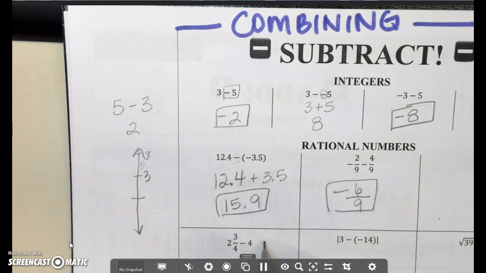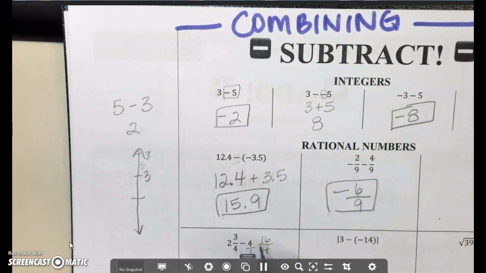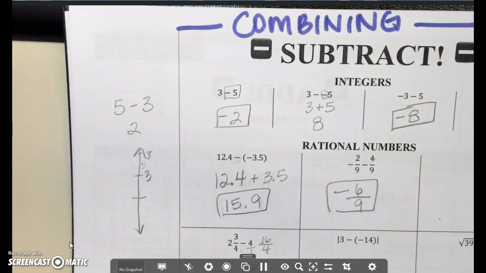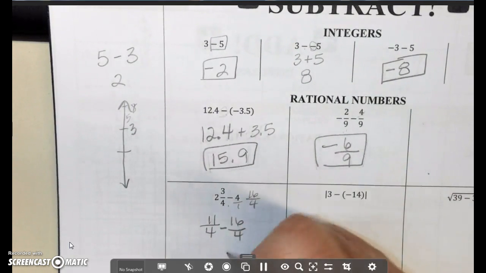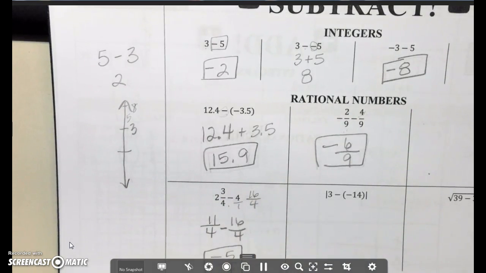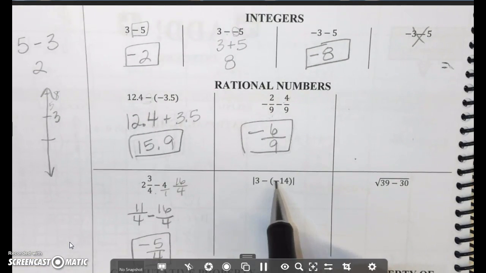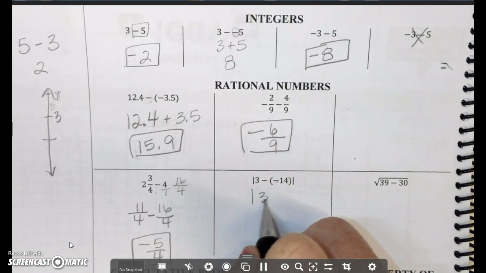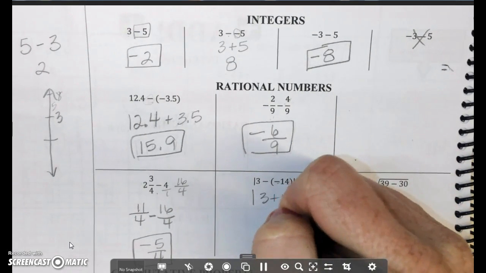I'm going to change this to something over 4. And I know I can do that by multiplying top and bottom by 4. So 4 is the same thing as 16 fourths. And we're subtracting that. I know that if I only have 11 and I want to subtract 16, I'm going to end up with a negative number. So that's going to be negative 5 fourths. Okay? And here again, we've got the opposite of subtraction, which is going to be addition. Absolute value of 3 plus 14 would be 17.